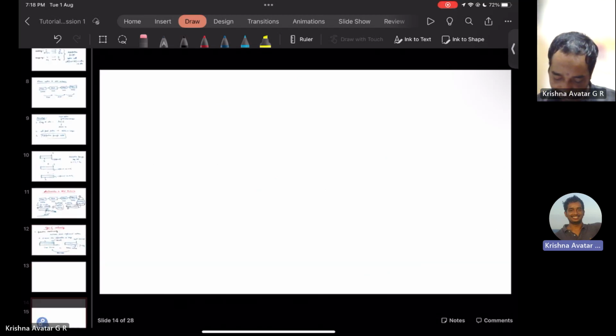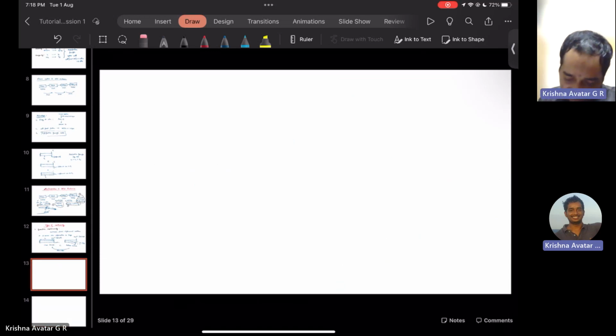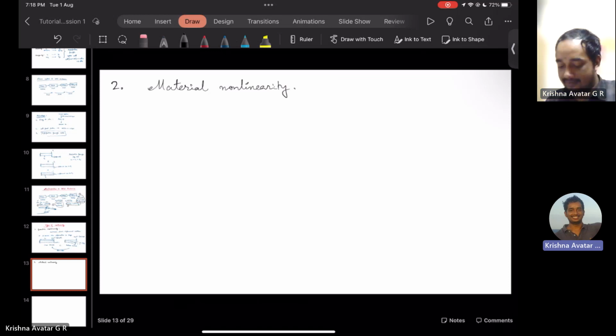Now let's move to the next nonlinearity in our discussion here. What comes next is material nonlinearity. Material nonlinearity has to do with the case when the stress-strain relationship is nonlinear.